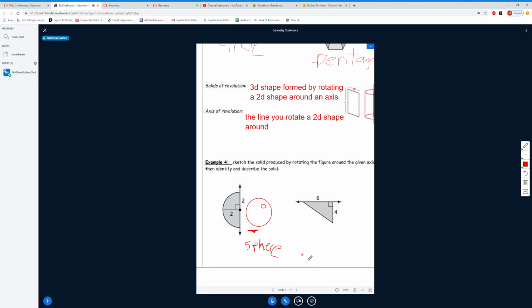Okay? What about this triangle? Imagine flipping this triangle out towards you and rotating it up around this in 3 dimensions. So if I'm rotating it around that, what shape is that going to form? Oh, that's going to form a cone.